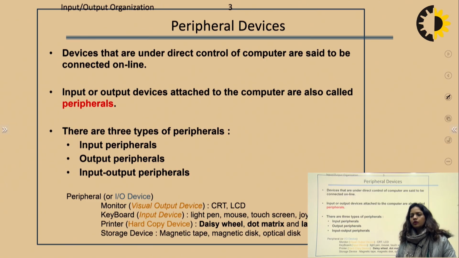For example, a touch screen. Whenever we touch our screen panel, it acts like an input device, and the outcome of that touch acts like an output peripheral device. So that is an example of an input-output peripheral device. Here are some examples of peripheral devices: the monitor, the keyboard we use to insert input, and the printer to create a hard copy of the content inside the computer system. Then we have storage devices like magnetic tape, magnetic disk and optical disk.